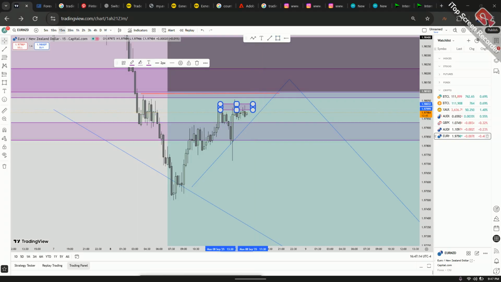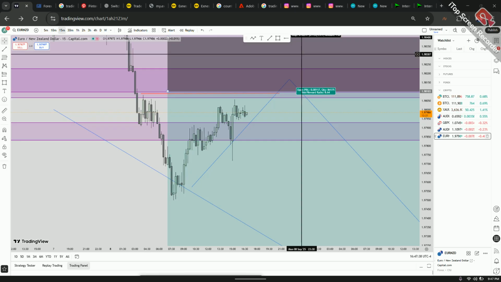But this is a trap, all right? This is a trap for the impatient traders. You always have two victims in the market: the patient trader and the impatient trader. The result they will get at the end is different. The impatient trader will get the bad result, which is losing, while the patient trader will get the good result, which is winning.